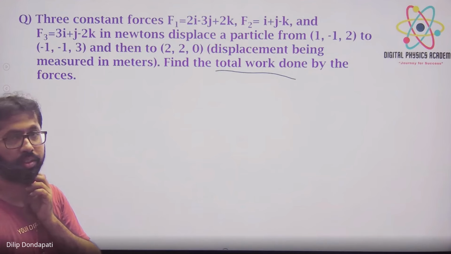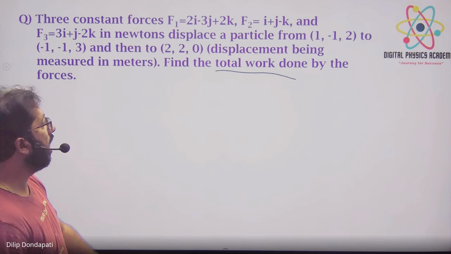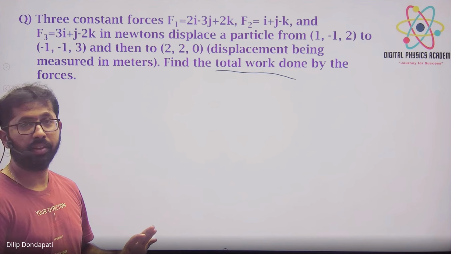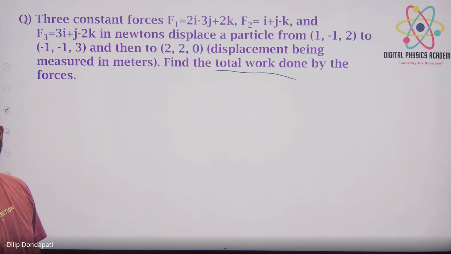Sir, so I can add all the three forces first. Yes, you can add the three forces. We're adding only because they're acting in the same direction, right? They're acting in the same direction. Okay. And displacement क्या लेने का आपको decide करना पड़ेगा. First the particle went from here to here, then it went from here to here.